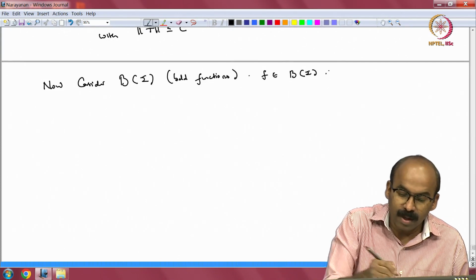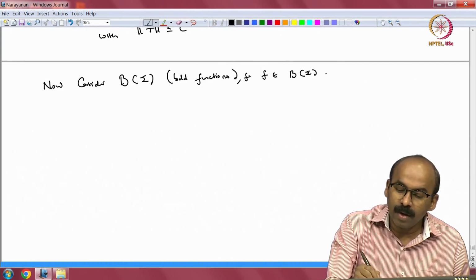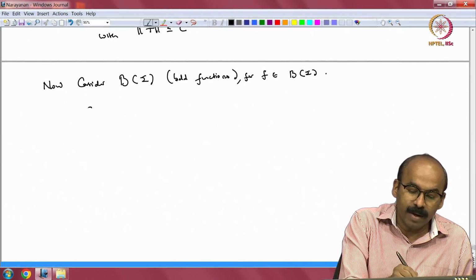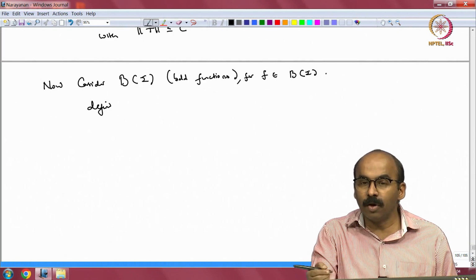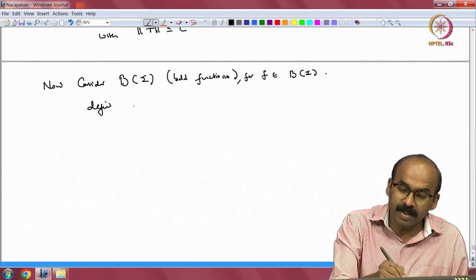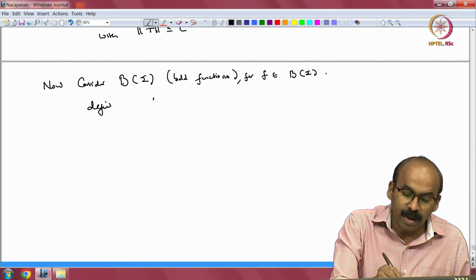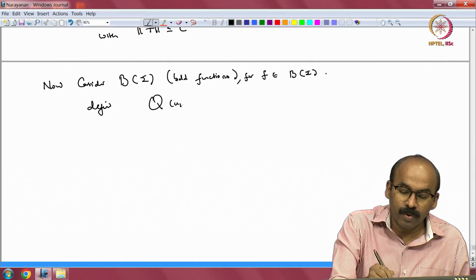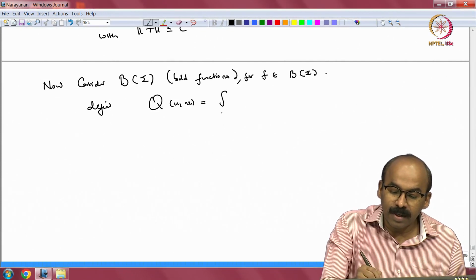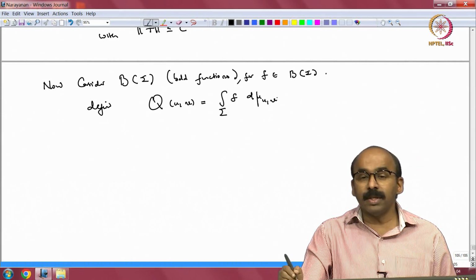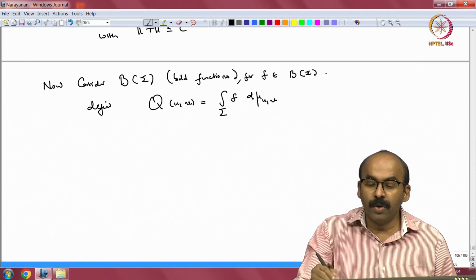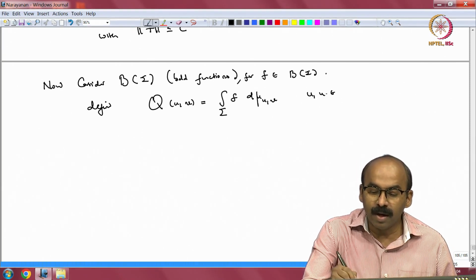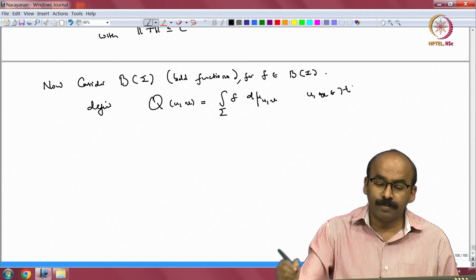So, for f in B sigma, define. We are going to define a sesquilinear form and see if it is continuous. That will automatically give us an operator by the previous exercise. Okay. So, define Q u v to be equal to the integral over sigma of f d mu u v. Okay. So, using the continuous functional calculus, we produce these measures mu u v, where u and v are vectors in the Hilbert space. Okay.